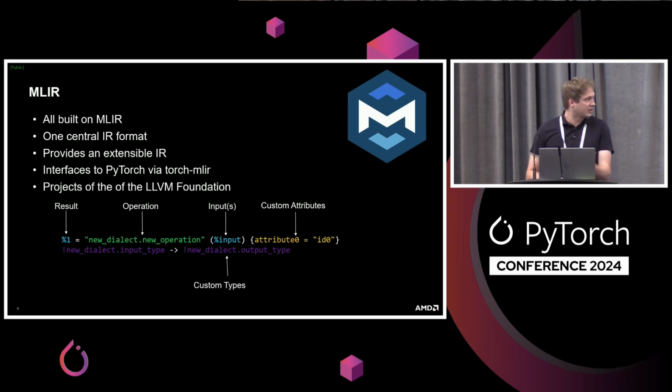And down here at the bottom, you can see an example snippet of one MLIR command, where you basically have your input, and whatever your operation is. Could be anything from a Torch matmul to scaled dot product attention or anything like that. And then you have your input, or multiple inputs, and custom attributes if you want to specify any specific tiling or hardware-specific compiler flows that you want to go through. And it also provides custom types.